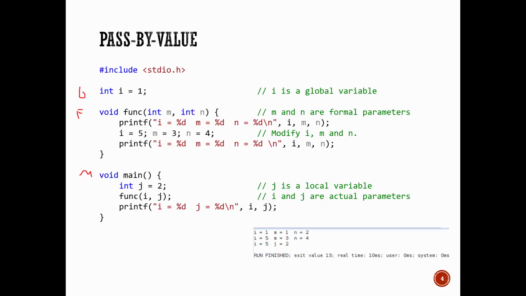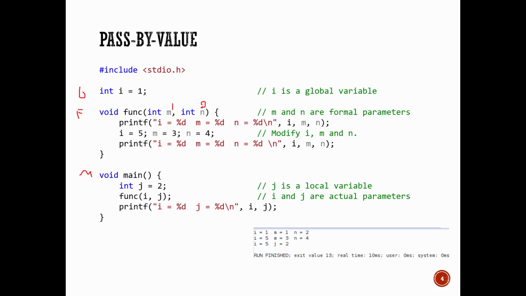And so as that function is being called, I need to go and create a new stack frame for it. What happens is the system is going to look up and see, okay, what is the value of these two things, i and j? i is a global, it's the value 1. And then j is over here, j is value 2.